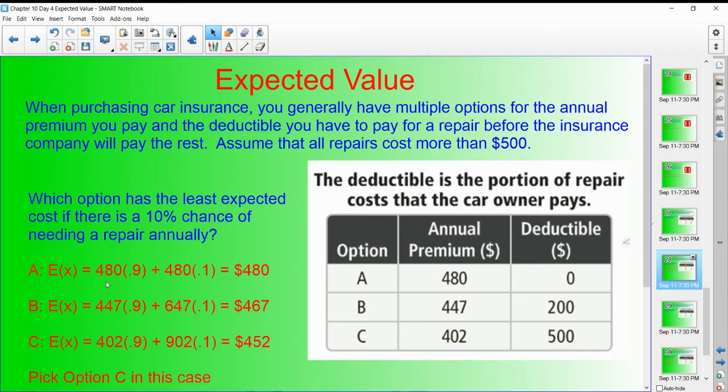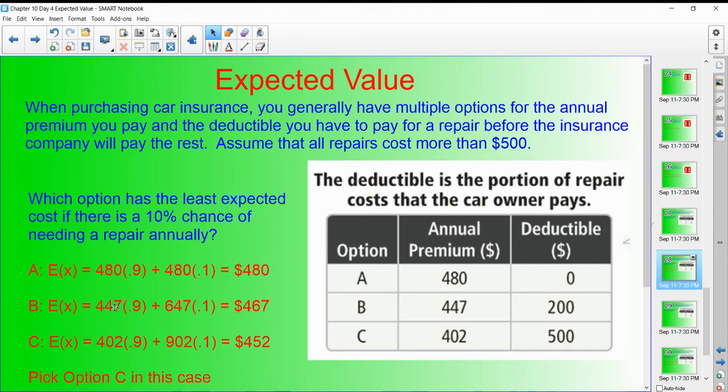So case A, there's a 90% chance I'm going to have to pay $480. And there's a 10% chance I also have to pay $480, because if I get into an accident, I don't have to pay anything additional. Policy A is going to cost me $480 no matter whether I get an accident or not.